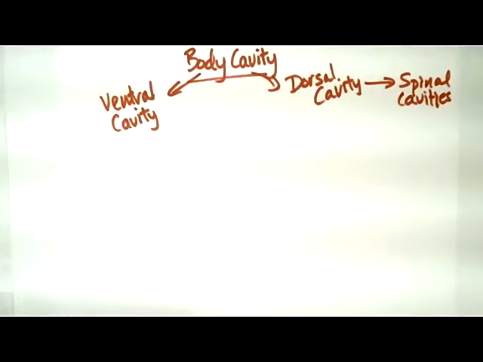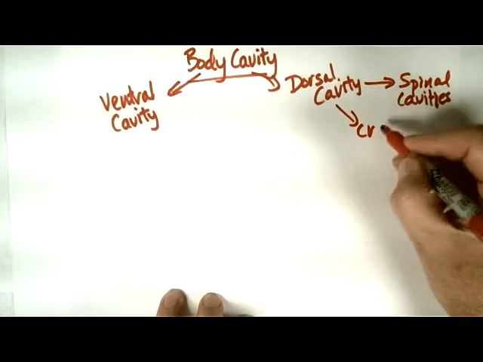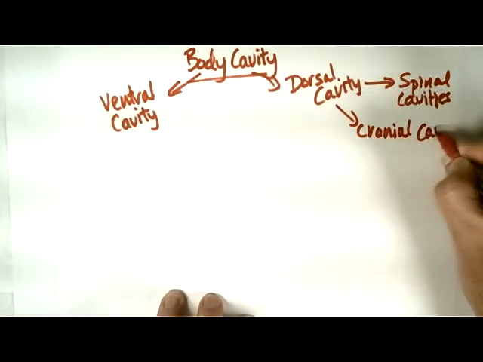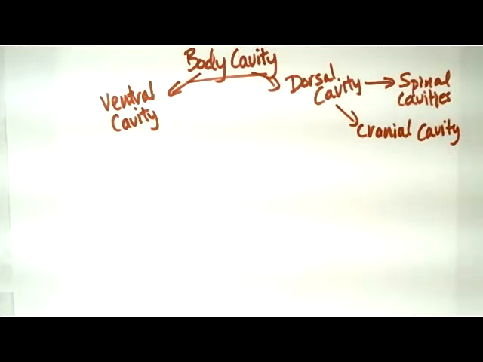The other dorsal cavity, again on the back side, is going to be the cranial cavity. Now, the cranial cavity is inside the skull, and that's where your brain is. Your brain is actually on more of a dorsal side of the cephalic region as opposed to the ventral side. It's more posterior as opposed to being anterior, if you will. And the brain, again, is surrounded by meninges, a special membrane, and it is basically in a liquid as well. Those are the only two dorsal cavities on the body.